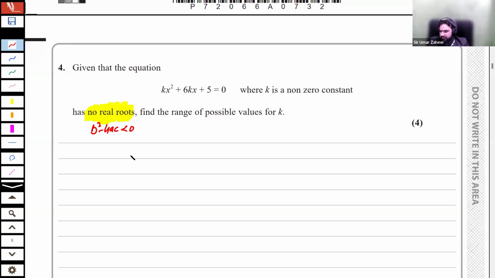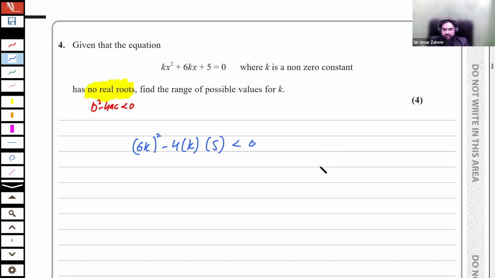So let's do it. We have b², that is (6k)² − 4 × k × 5 is less than 0. Now from here we have to find the value of k. Obviously it will become a quadratic inequality, so you must know how to solve it. We will get 36k² − 20k is less than 0.